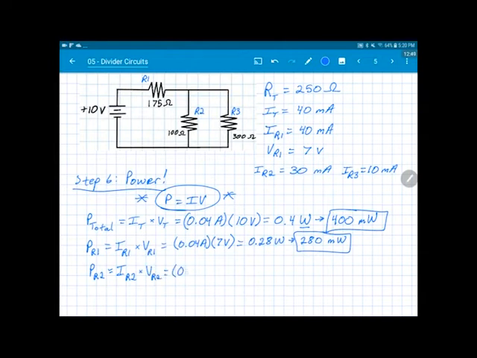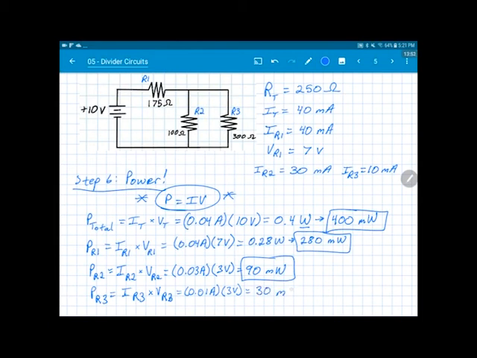I'm going to do the same thing. This is a little repetitive, but just so you can see it. I'll find the power through resistor 2. And remember, resistor 2 got 3 volts. So if I multiply it by the current, it gets 90 milliwatts. And then my last one, R3, also has 3 volts, but a different current. So it has 30 milliwatts. And once I've done that, I'm all done.